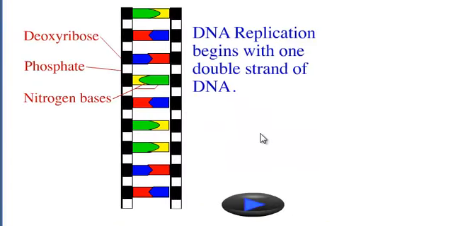Let's quickly review the structure of DNA. Remember that DNA is like a ladder, and the sides of the ladder, the backbones of the ladder, are made up of alternating deoxyribose sugars and phosphates. So we've got a phosphate, sugar, phosphate, sugar, phosphate, sugar, and so on. The more interesting part is the rungs of the ladder. These are made up of 4 nitrogenous bases, specifically A, T, C, and G.